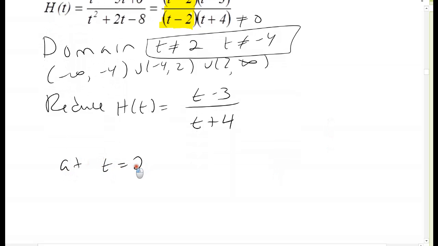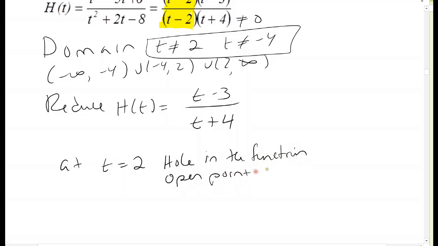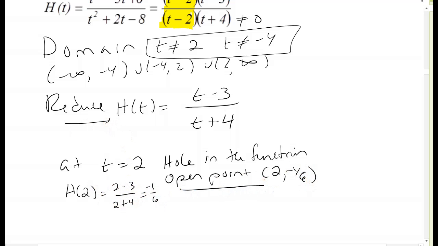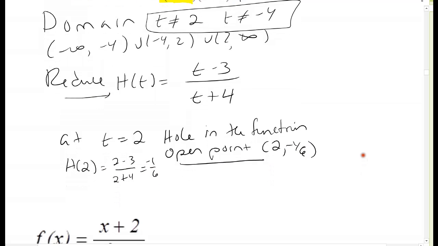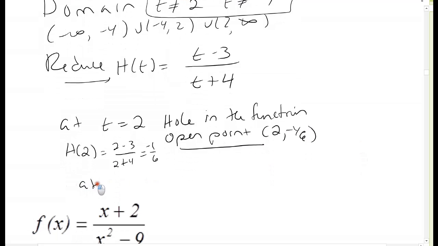At t equals 2, that's the case where I get a hole in the function. When I go to graph it, there should be an open point at 2, and then to find the y value, I plug it into the reduced form of h. So I plug it in here: 2 minus 3 over 2 plus 4, and so it's at -1/6. So when I go to graph it, there'll be a hole at that moment. There's an open point. Then at the other moment, there was no way to get rid of the t plus 4.